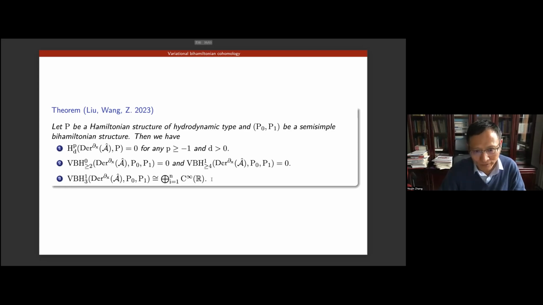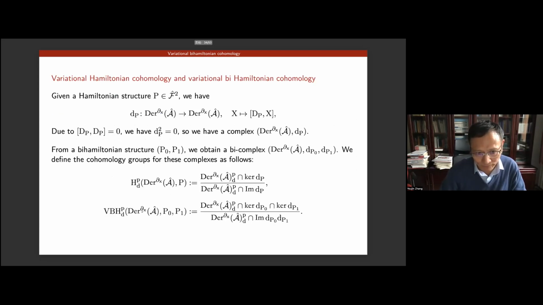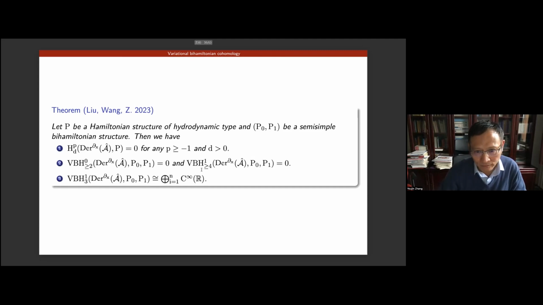Of course, we have not computed all variational bihamiltonian cohomology groups. We only computed degree 1 and 0, and the higher degree ones we have not yet computed. But the computation can be done in a similar way as we compute the bihamiltonian cohomologies.